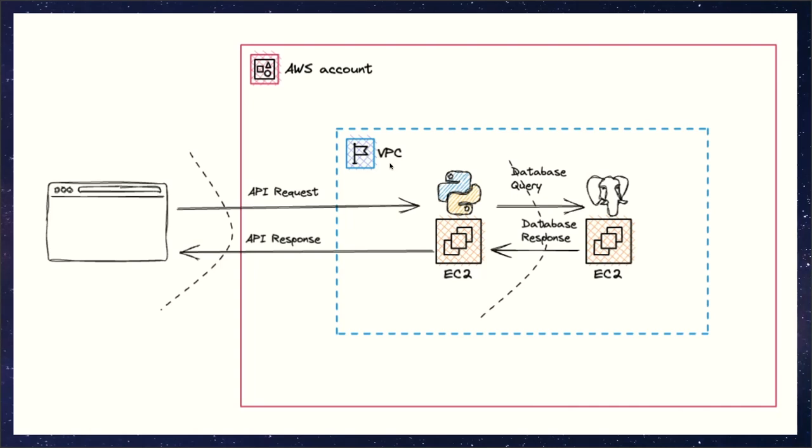So here we've got the API requests going from a user on the left to an API running on an EC2. So I've got a Postgres database. And then you've got response traffic coming back. The other thing of note on this diagram is you've got trust boundaries. So that's what the dotted lines are.